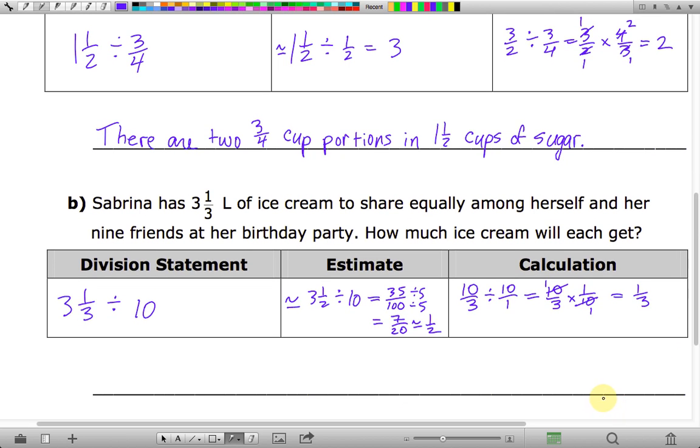okay, so answering with a full sentence. So each person gets 1/3 of a liter of ice cream.